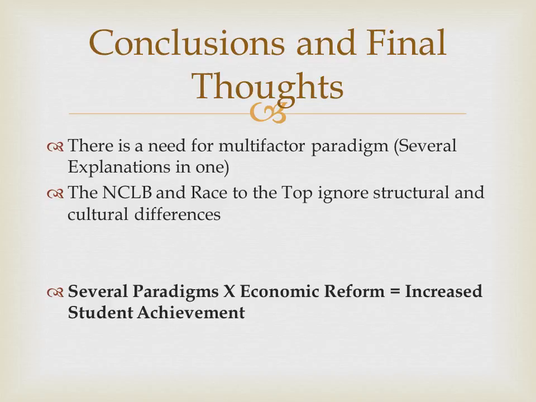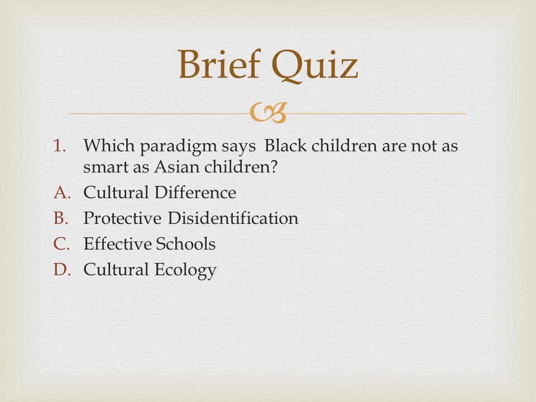Now, I came up with this nice equation. It says several paradigms times economic reform equals increased student achievement. So if we multiply those paradigms by economic reform, we'll have some student achievement increases. And now we're going to take a brief quiz. I'm going to pause these. You also have these on a sheet of paper.